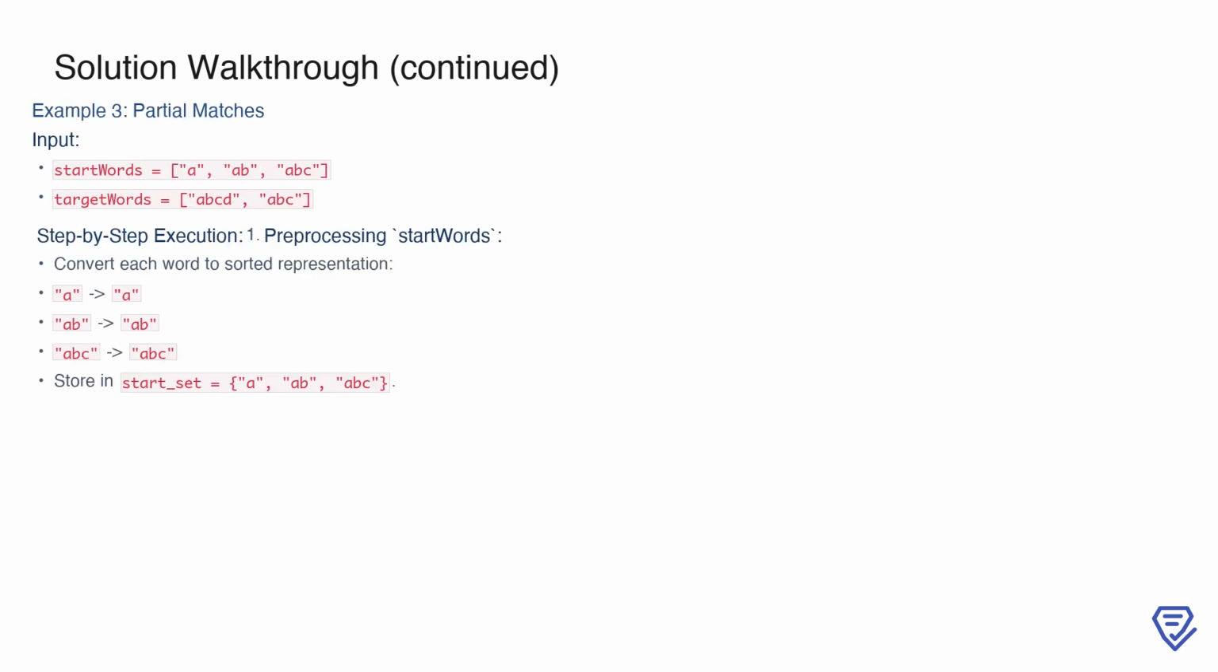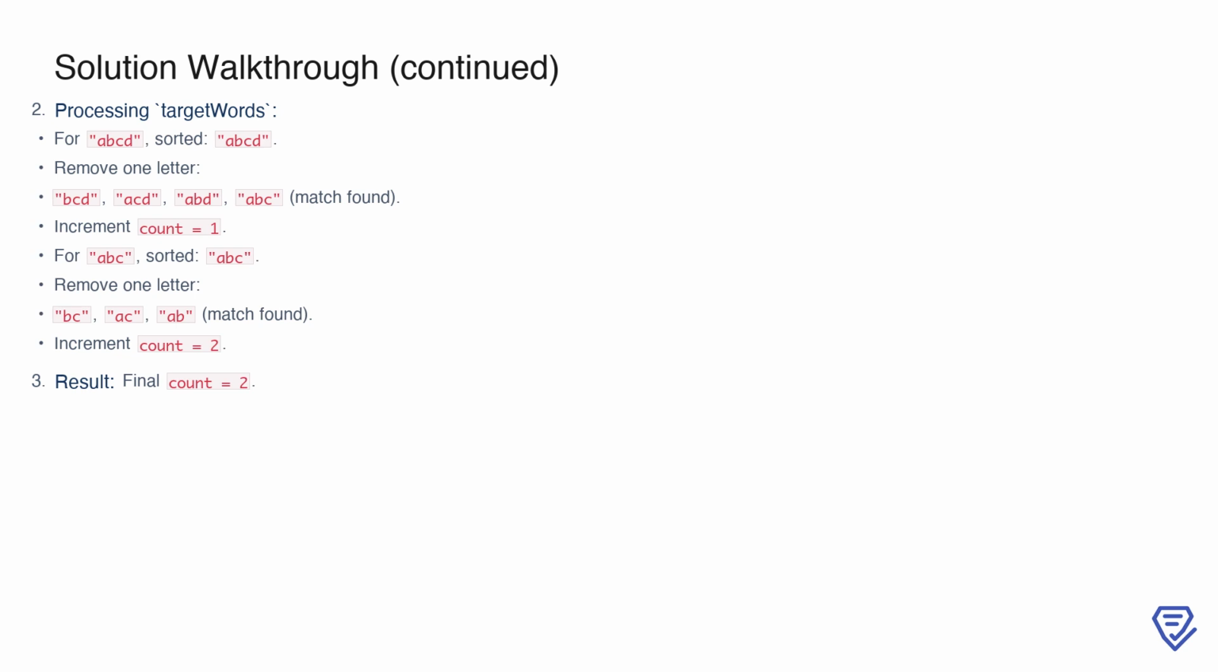In the final example, we work with start words that include a, ab, and abc. Sorting these gives us a, ab, and abc, which we store in start_set as a, ab, abc. This setup allows us to handle target words efficiently as we attempt to identify words that can be formed by adding just one letter to these start words.